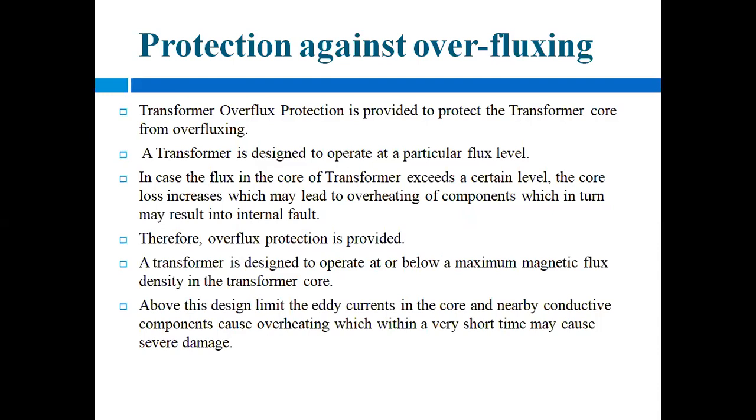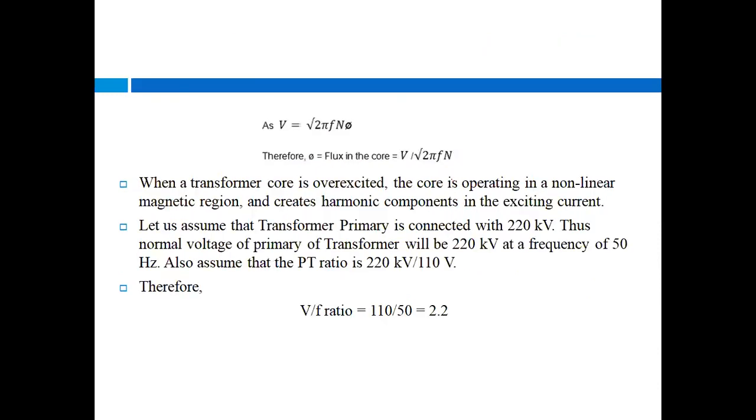Then next point is protection against overfluxing. Overfluxing, we have discussed, is when we are giving extra excitation when the transformer core is saturated. Even if the transformer core is saturated, what do we do? We still give the supply. Then at that time, the core can get damaged. Okay, so that is called overfluxing. So again a relay is used for its protection.